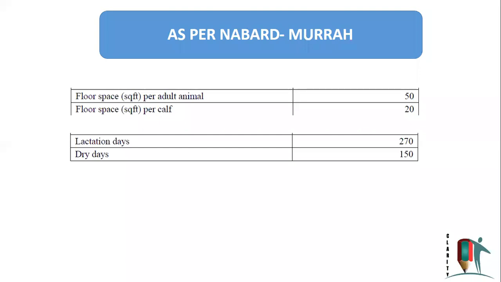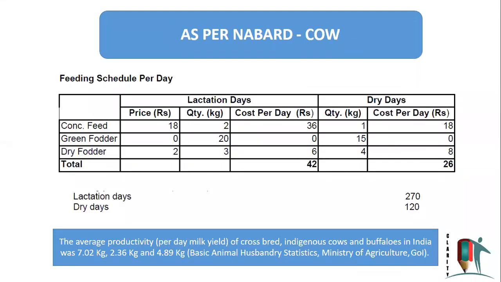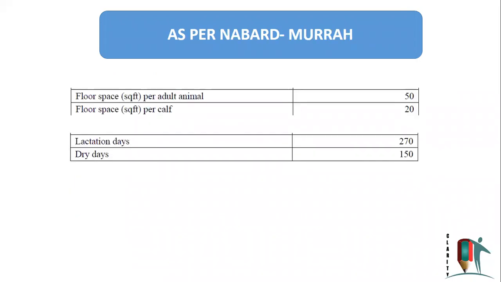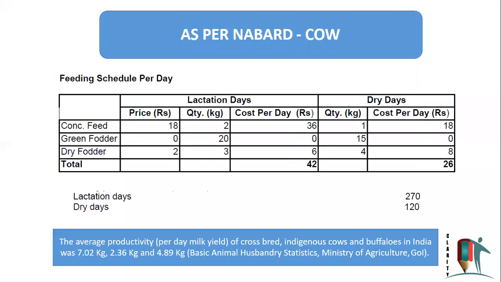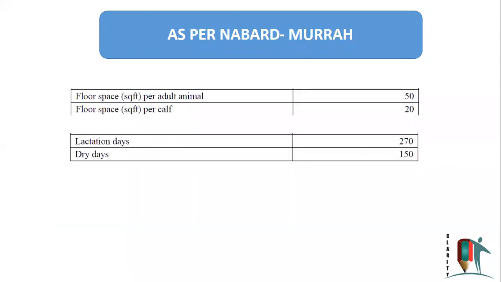Floor space is 50 square feet for an adult animal, for a calf it is 20 square feet. In case of cow, they have not given any space requirement. They have given space requirement for Murrah only. Lactation days for Murrah is 270 and 150. Murrah is a buffalo breed. For cow, how much is it? 270 and 120. So lactation days is the same for both cow and buffalo as per Nabard project, but dry days are 120 for cow and 150 for buffalo.